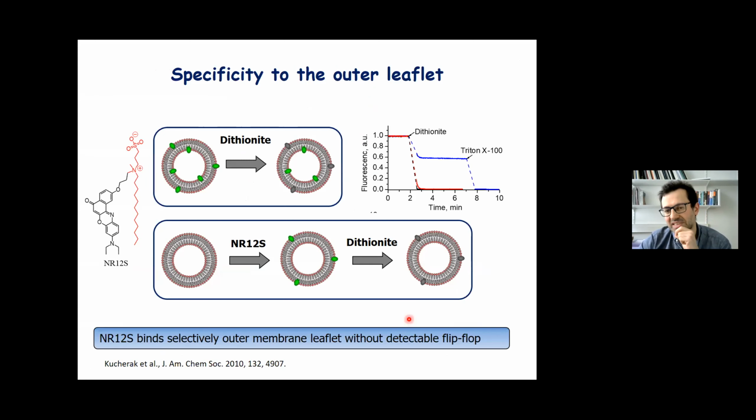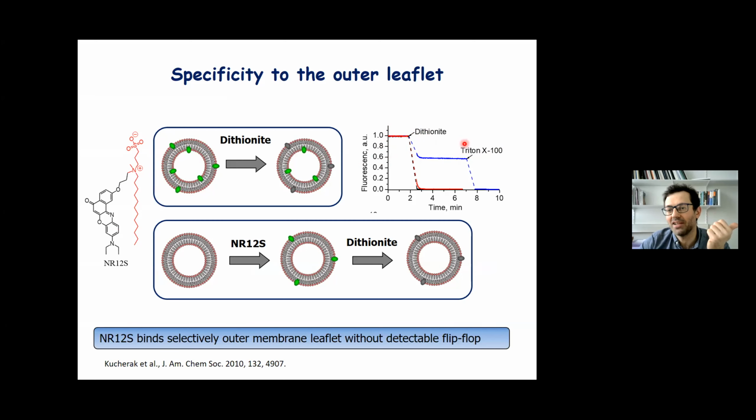And why is it specific? Because it binds only one leaflet. And how did we show that? We used sodium dithionite. That was actually a unique property of Nile Red, that you can bleach it instantaneously with sodium dithionite by reducing the fluorophore. It's a reversible reduction, and it's very fast. And so what we did at that time, we prepared lipid vesicles containing fluorescent dye on both sides and added sodium dithionite. And what we observed is that we bleached only 50% of the dye.